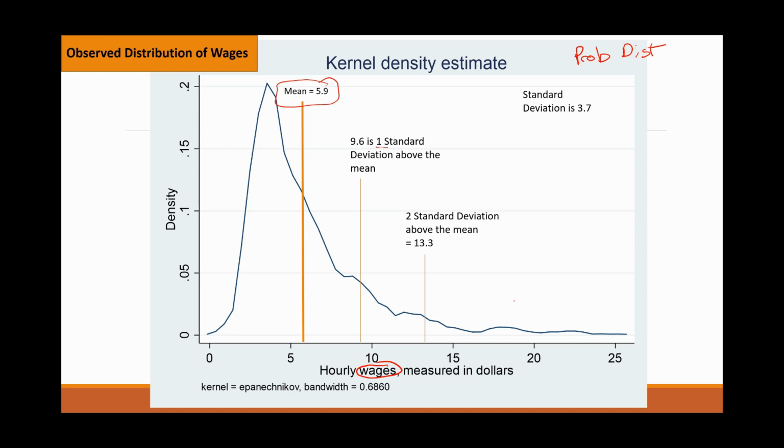Right? So here, we're just doing the math. If the mean is 5.9, what value of wages is one standard deviation above the mean? Well, that's the mean plus one standard deviation. So that's 9.6. So a wage of 9.6 is one standard deviation above the mean.